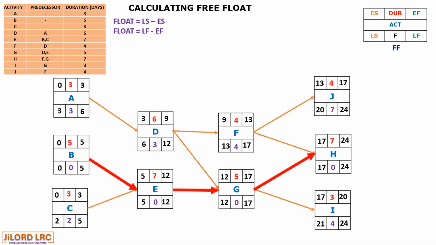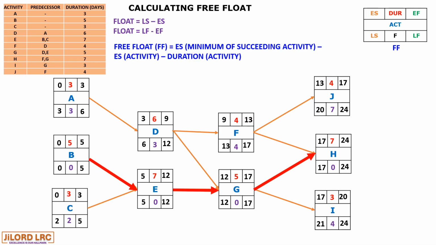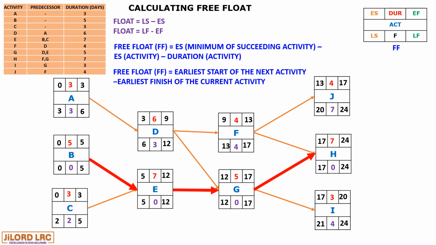So you recall that the critical path was B, E, G, and H. So with this, we have to calculate the free float on all these activities. And we repeat the formula. Free float is the minimum early start of the succeeding activities minus the early start of the current activity minus the current activity's duration. Or it is the early start of the next activity minus the early finish of the current activity.